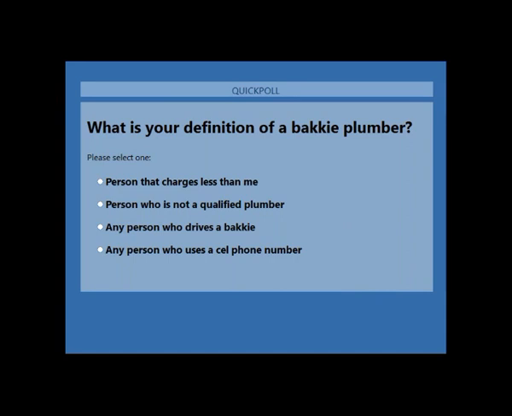Great, thanks, Richard. Okay, so guys, I know the guys in Bloemfontein, just please take an average there because this is particularly for people who are on their PCs. Please put a response in and let us see what your definition of a bakkie plumber is. I have a definition of a bakkie plumber. In your mind, is a bakkie plumber A, a person who is not qualified, B, a person that charges less than me, C, any person who drives a bakkie, or D, any person who uses a cell phone number? Which in your mind is the definition of a bakkie plumber?